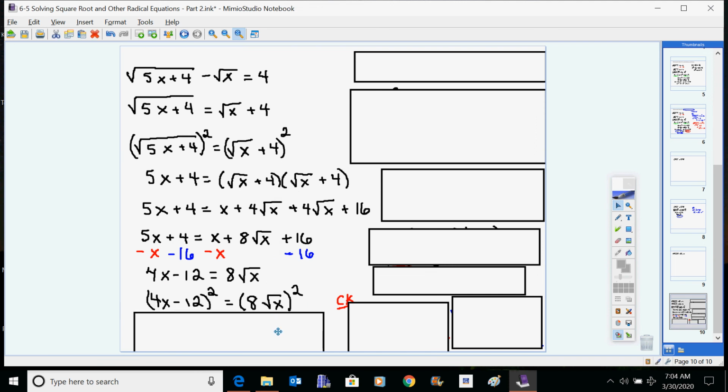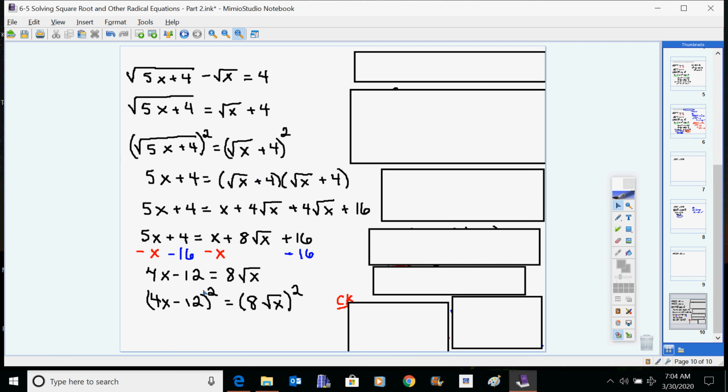We then can square both sides. If you wanted to, you could divide both sides by 8, but then you're going to have some fractions to work with. So honestly, it's easier to square both sides in this case from here and just deal with the 64 in this spot. So that's what we're going to do.